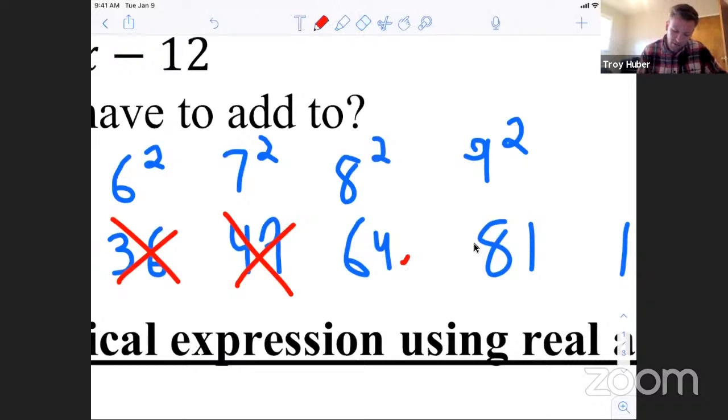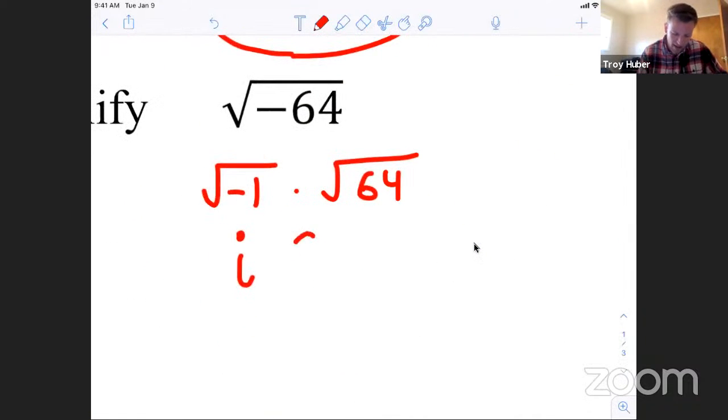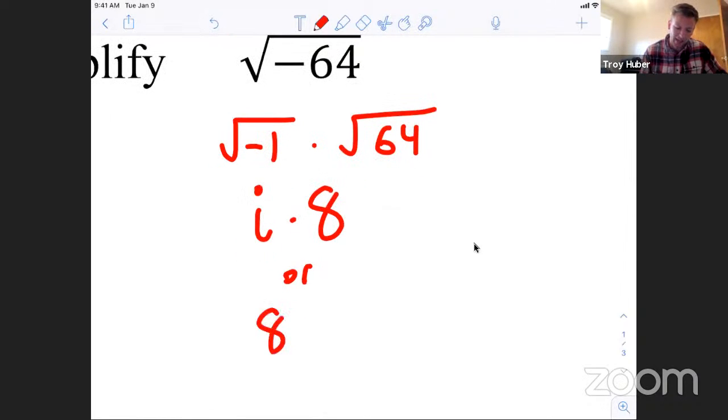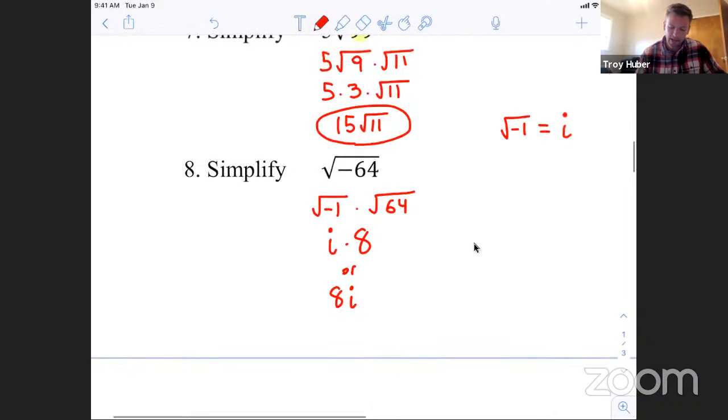All I have to do is say, square root of 64 is 8. So I come back down here and I would say 8. So you could write i times 8, or usually you'll see this written as 8i. All right, but we did it. That would be your answer for number 8, just that 8i.